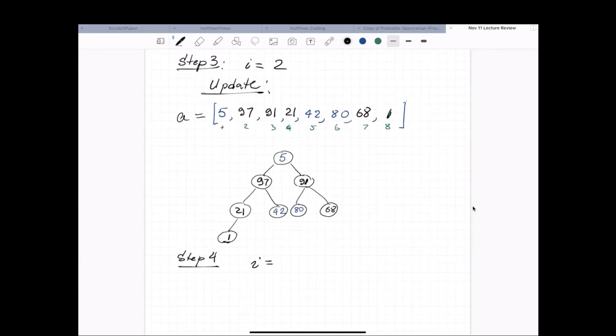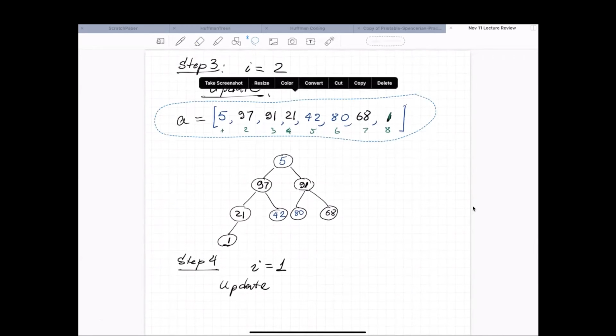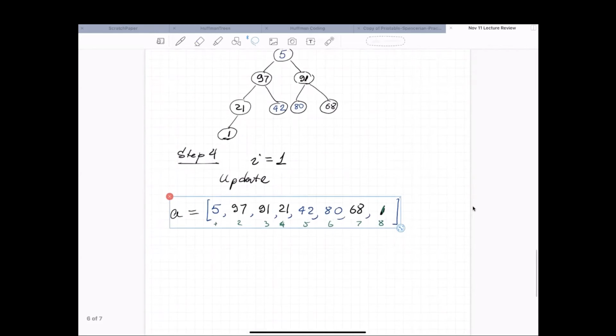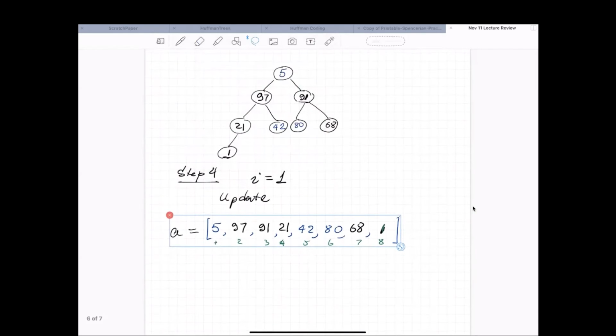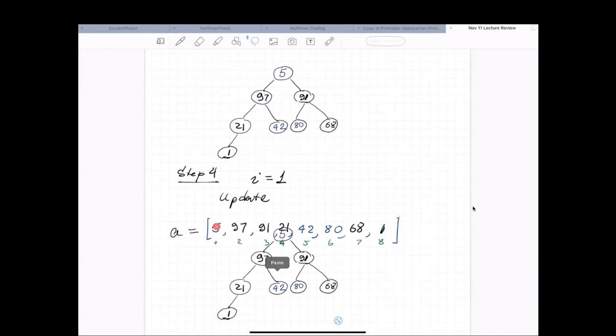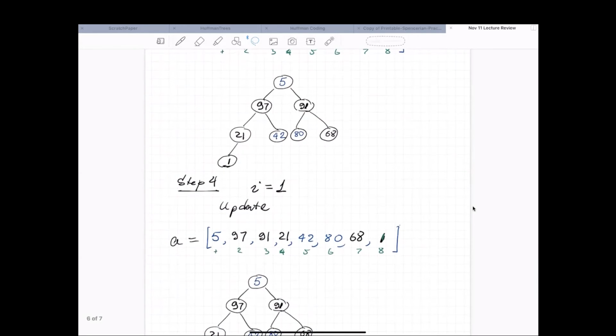I finally am down at the root. This is the last step. What's the update now? Let me copy this again. How should we update these guys? Where is the heap property violated now? So I'm looking, I is 1 now. I've decremented I. Notice that I started at length of A over 2, which was this node, and I came down this way, and now I'm up at the root.